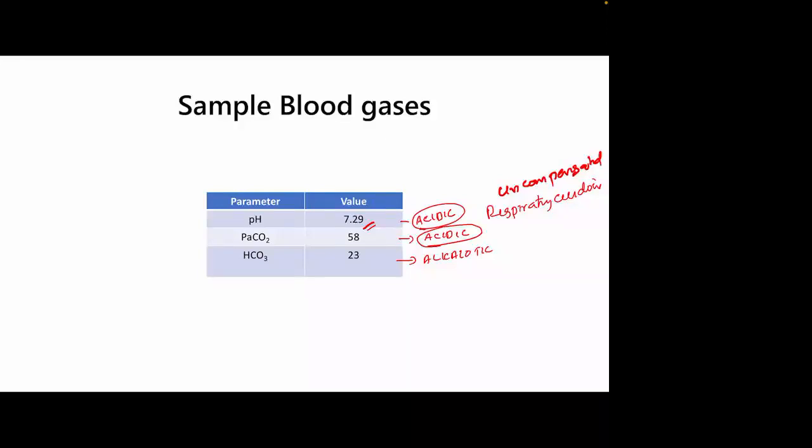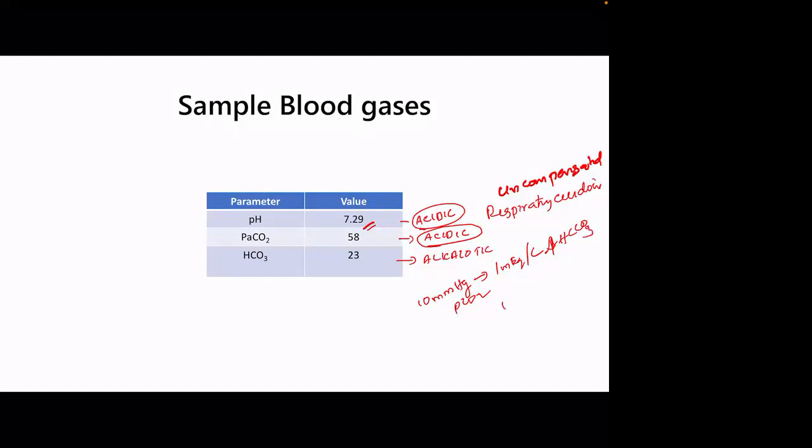So we can measure the compensation that has happened, because if it is an acute respiratory acidosis, for each 10 millimeter of mercury change in PCO2, there will be 1 milliequivalent per liter change in bicarbonate. Sorry, increase in bicarbonate. So here, if we keep 45 as the normal, there is an increase by 13. So the bicarbonate should increase by 1.3. So it is increasing from 22 to 23. Okay, but it is not fully compensated.